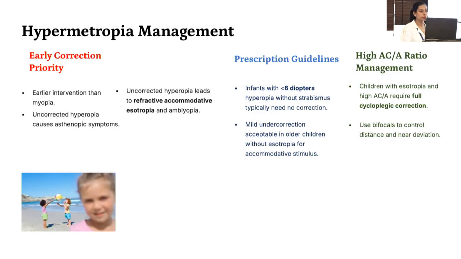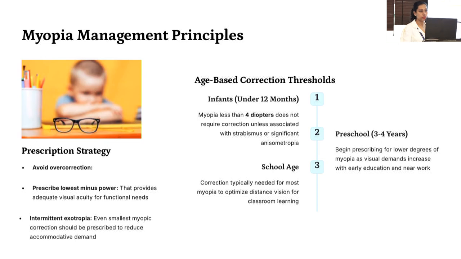So in hypermetropia, as I told, early correction is prioritized because it has the risk of refractive accommodative esotropia and amblyopia. Infants with less than 6 diopters without any squint need no correction, and even in older children slightly under correction is acceptable without esotropia. But in case of esotropia, a full cycloplegic correction has to be given, or in case of a high AC/A ratio also, full cycloplegic correction has to be given. And you should also consider giving executive bifocals to control both distant as well as near vision.